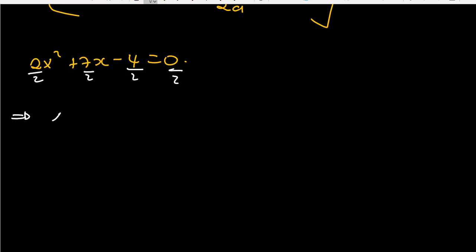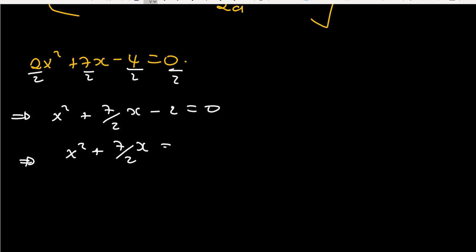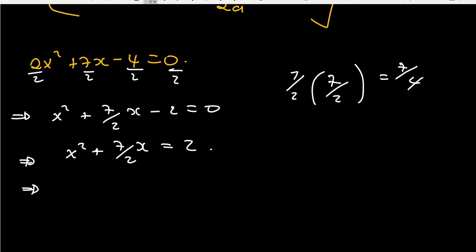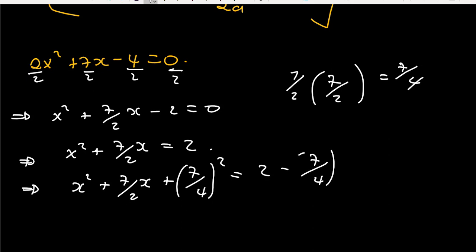So dividing all through by 2, we have x squared plus 7 on 2 x minus 4 on 2, which is 2, equal to 0. Now we'll send the constant term to one side, so we have x squared plus 7 on 2 x is equal to 2. The next thing we do is take half of the coefficient of x, that's half of 7 on 2, which is simply 7 on 4. This means we square it and add on both sides. So we have x squared plus 7 divided by 2 x, and I will add the term 7 on 4, all of that squared, is equal to 2 plus 7 on 4, all of that squared.